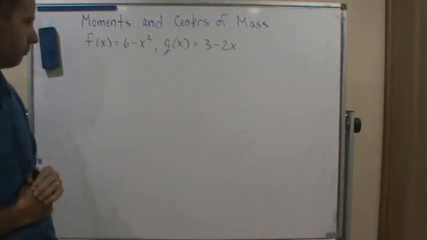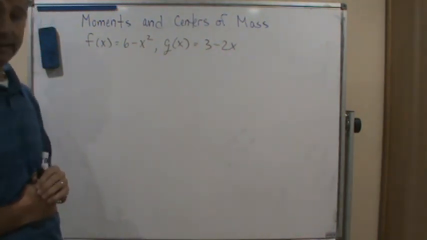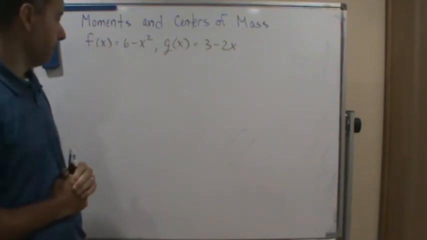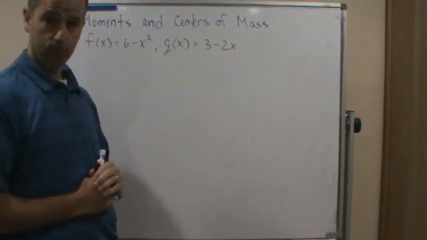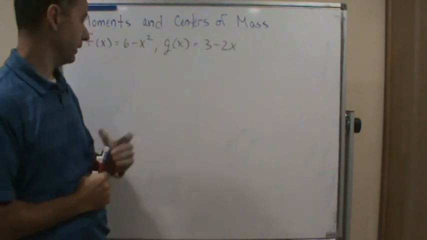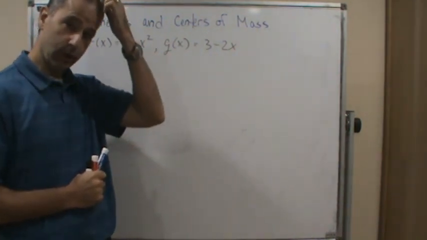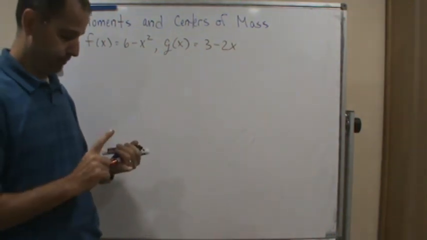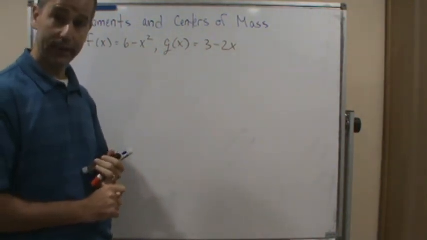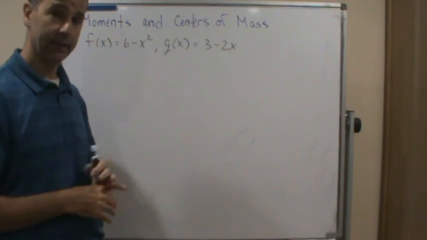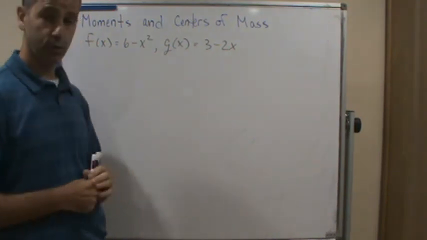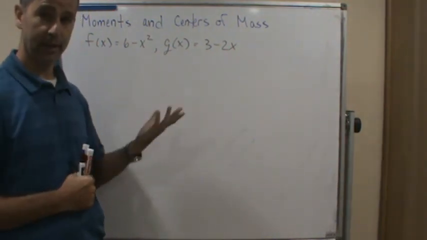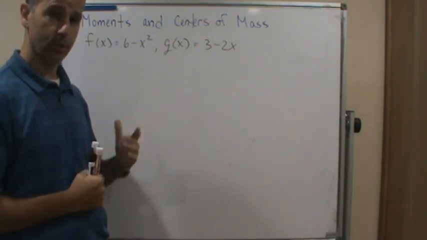So we want to find the centroid of the area, the centroid of the lamina associated with the area bounded by these two curves. So again, you're going to do the same thing. Make sure you see what the area looks like and find the places where the two functions intersect, and then pay attention to which function is on top and which function is on the bottom.